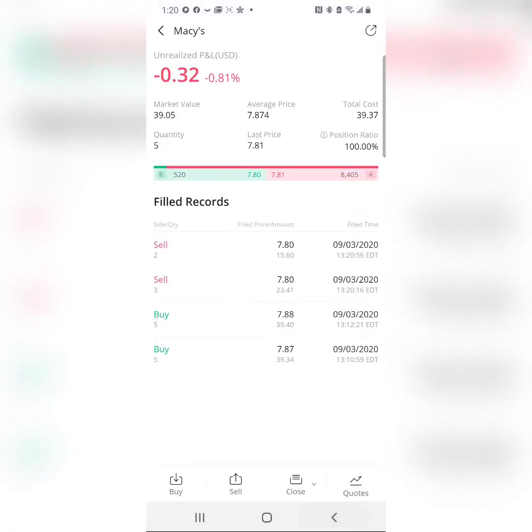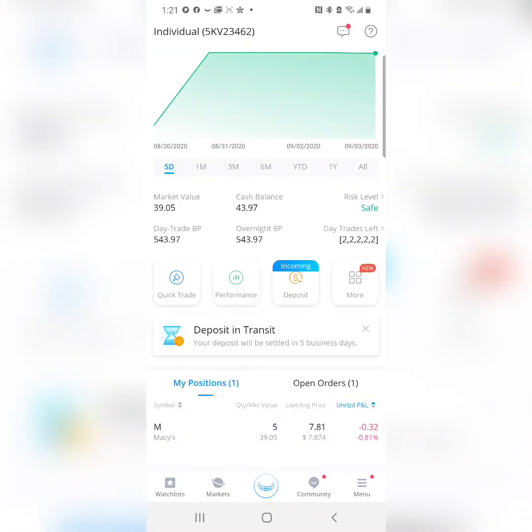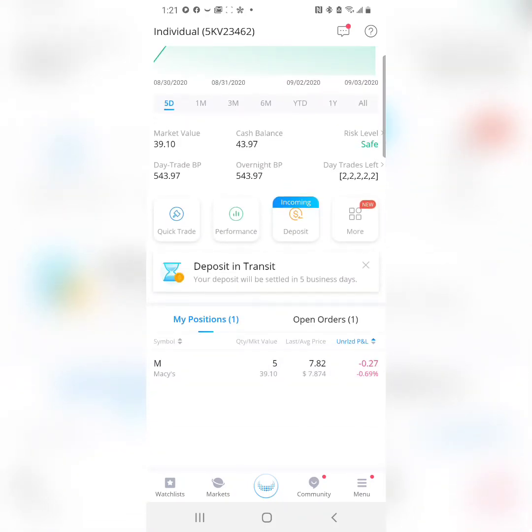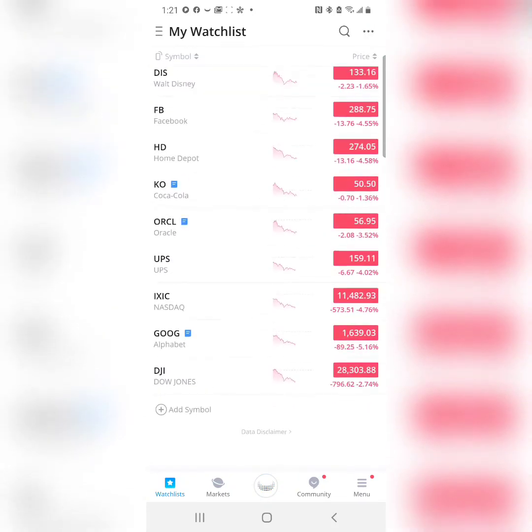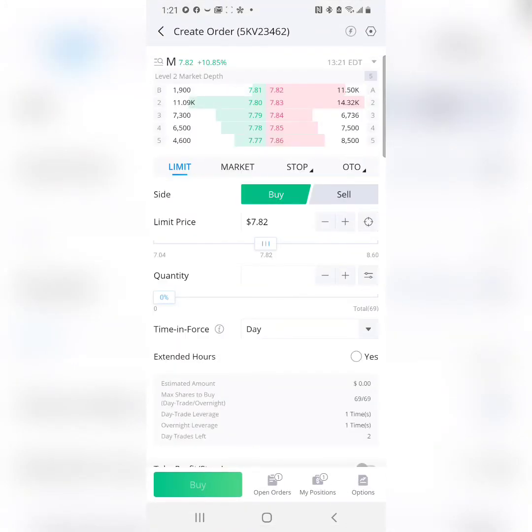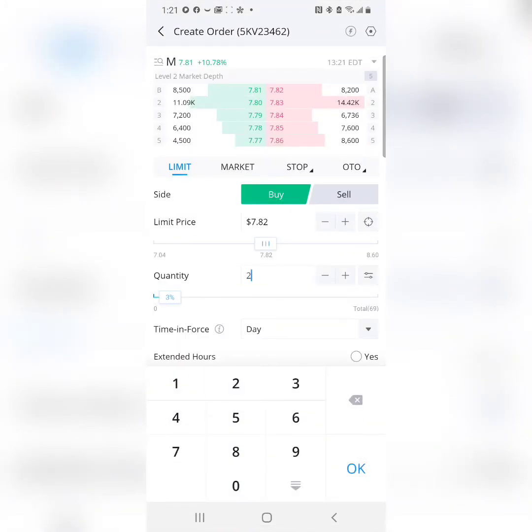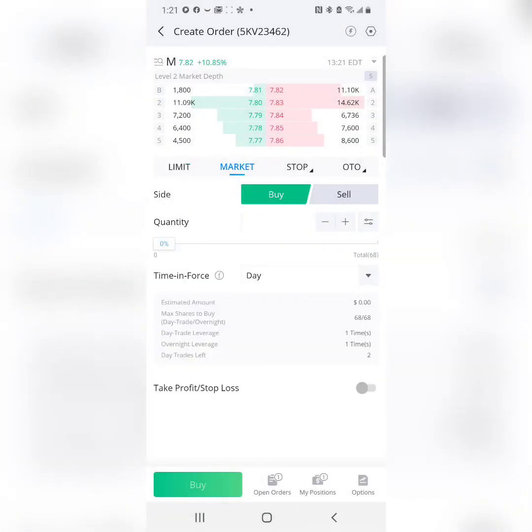Okay, they're filled. Now let's go back to my main portfolio. See, now it still says two day trades. All right. Now let's go back to Macy's, and now I want to buy, I don't know, 2 shares. We're going to buy at market.